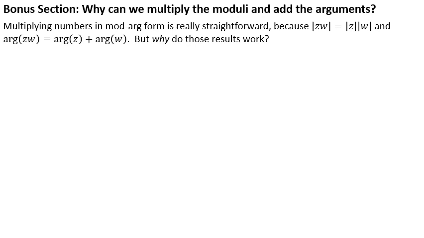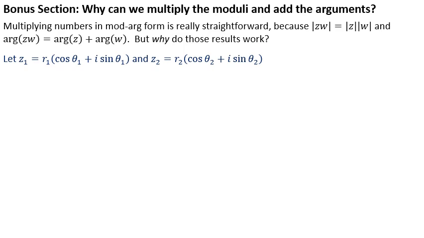We know that multiplying numbers in modulus argument form is really straightforward because of those rules. We're going to see if we can make sense of why the rules work. To do that, I'm going to define a couple of complex numbers, z1 and z2. The first one has got a modulus of r1 and an argument of theta1, and the second one's got a modulus of r2 and an argument of theta2. Now I'm just going to multiply them together and see what happens.